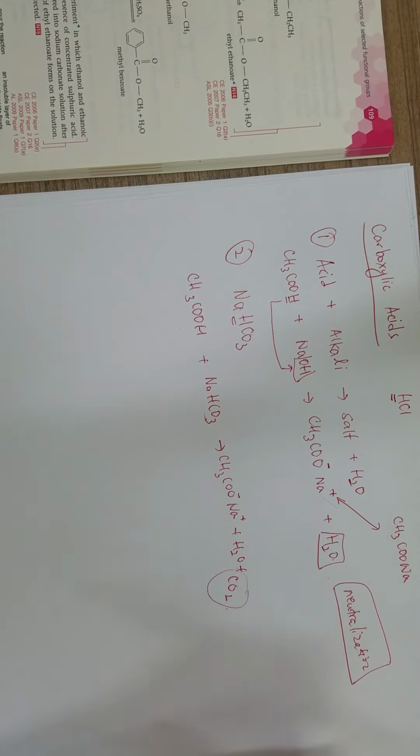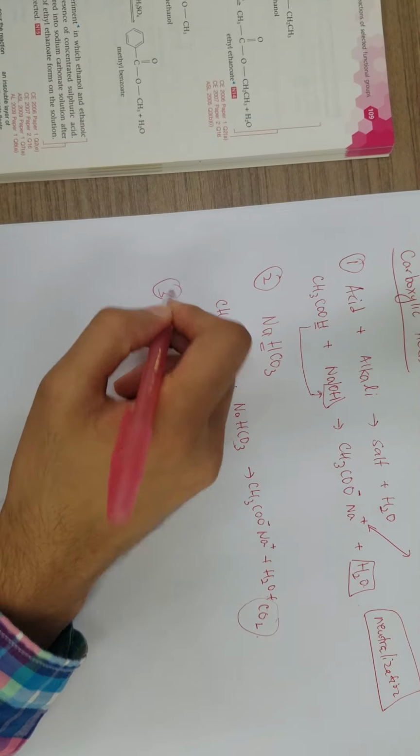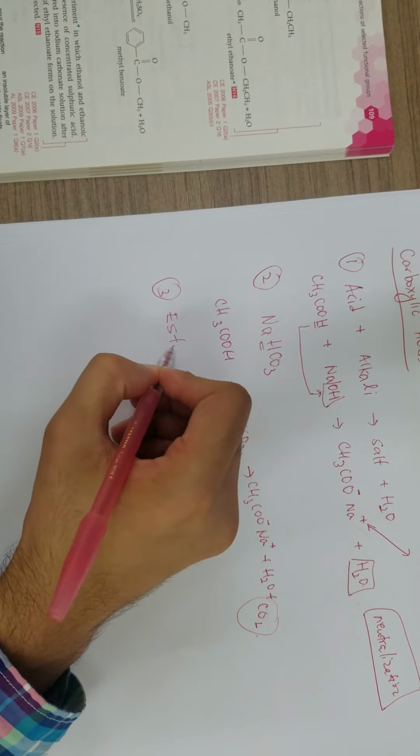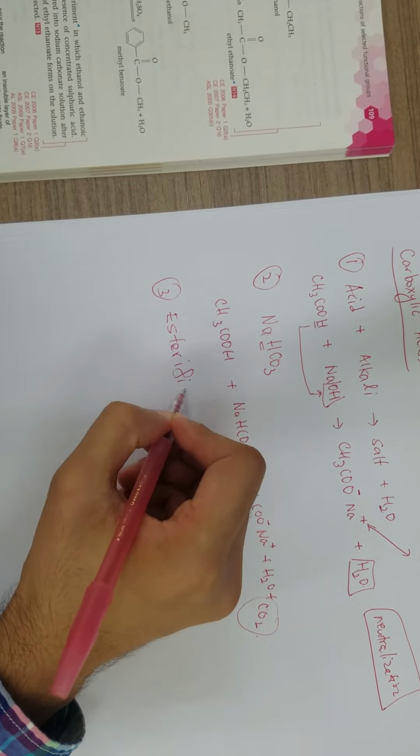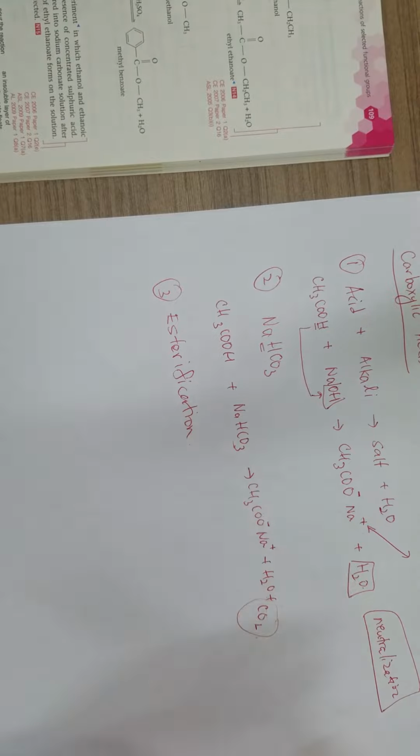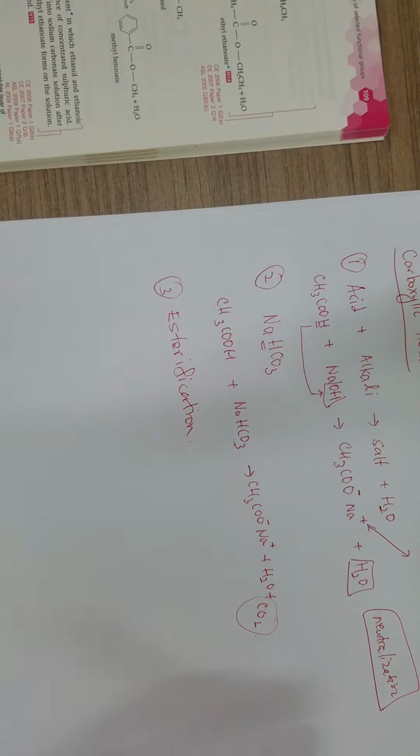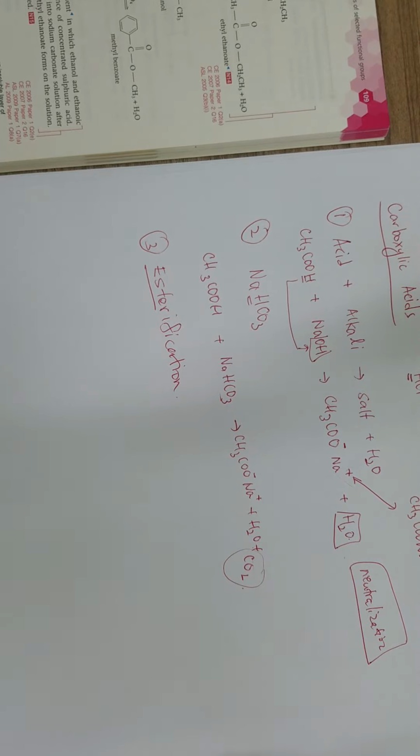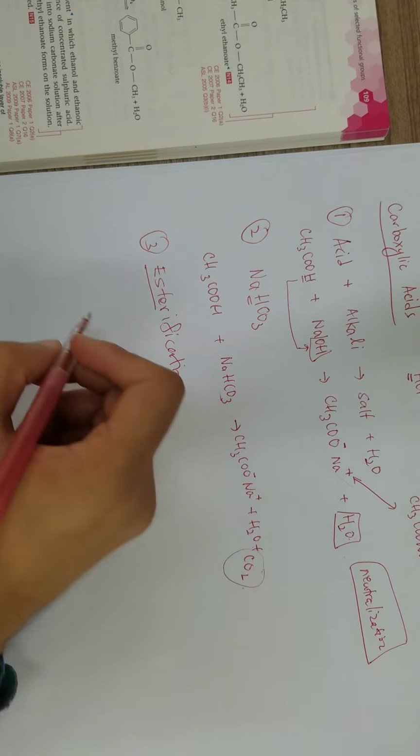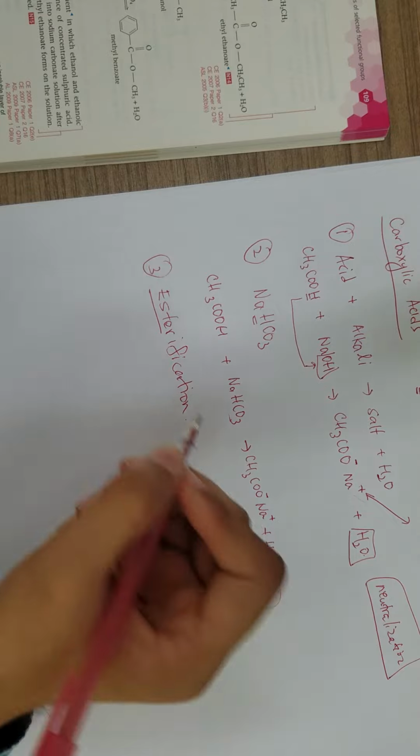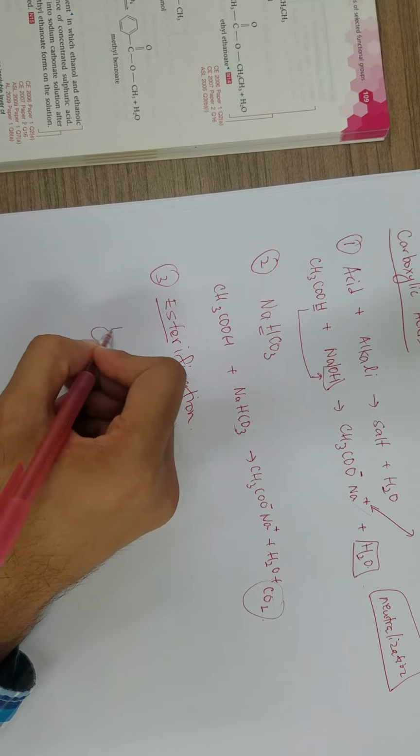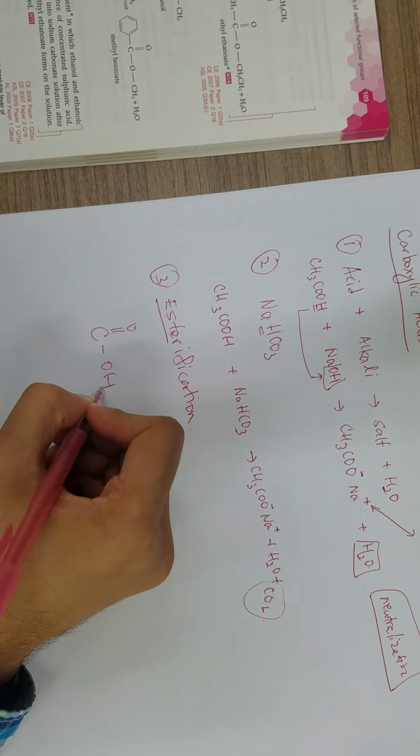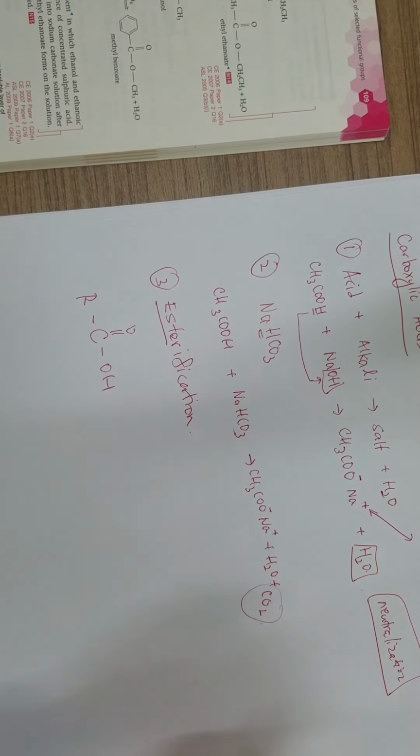Now, what about the new one? The new one is the third one. We call it esterification. Okay, now for esterification, as the name says, we will be forming ester. So now let's say we have a carboxylic acid. The main group of carboxylic acid is COOH, and we have an alkyl group, okay?